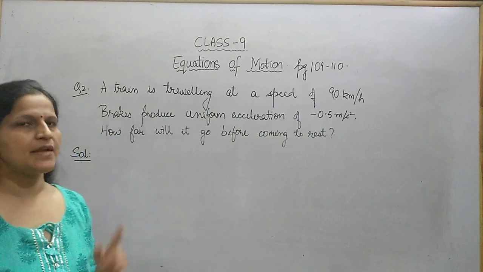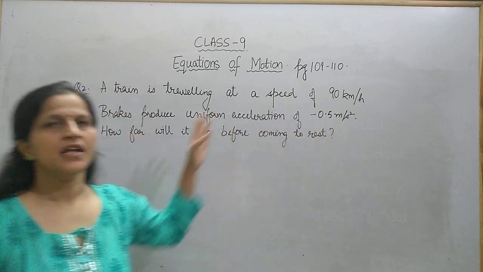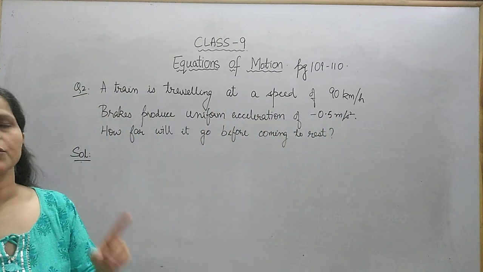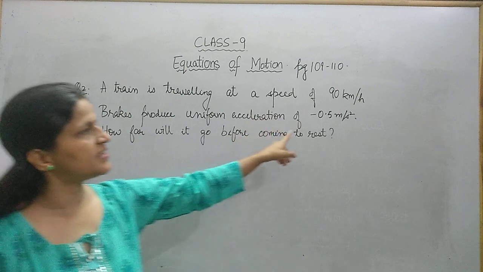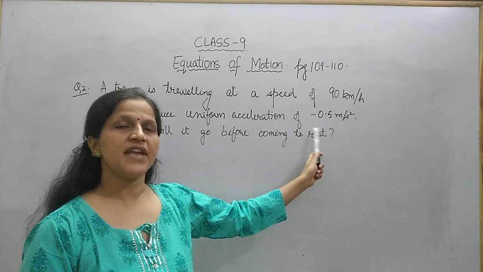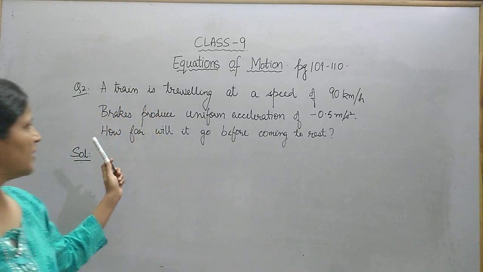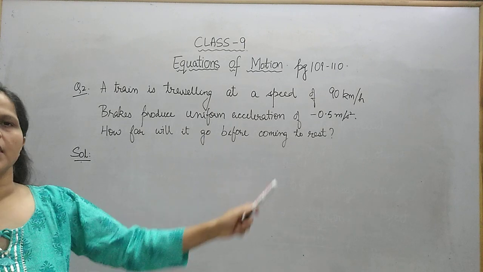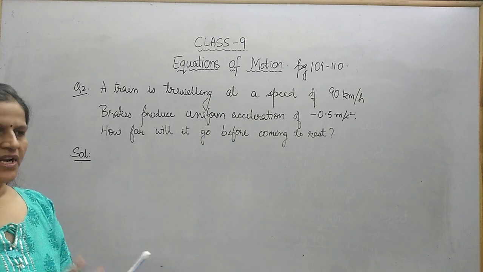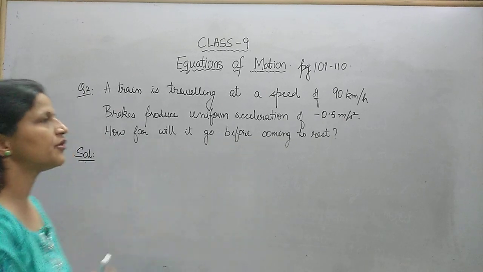Next question in the same sequence is, a train is travelling at a speed of 90 km per hour and then the brakes are applied to produce a uniform acceleration of minus 0.5 meter per second square. Now the acceleration is negative, it means that the train is retarding actually. How far will it go before coming to rest? That is, the train when the brakes are applied is still moving. So how far will it go before coming to rest?